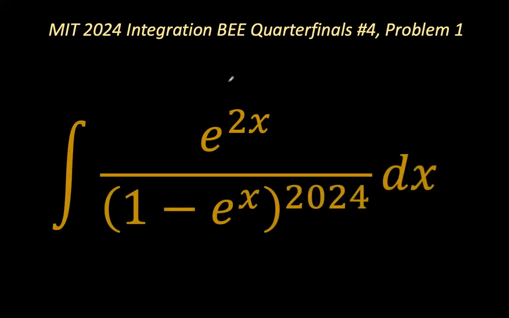So today's problem comes from the MIT 2024 Integration Bee Quarterfinals, number 4. And the problem of focus is the indefinite integral of e to the power 2x over 1 minus e to the power x, all to the power 2024. So this is a very interesting problem.